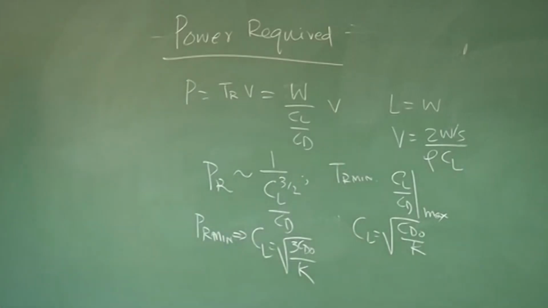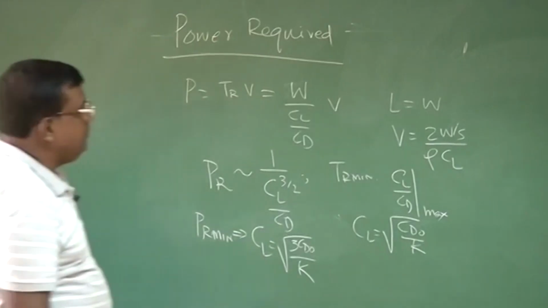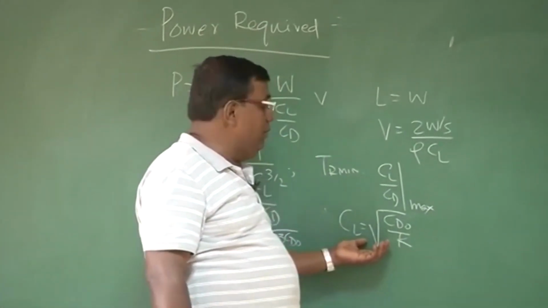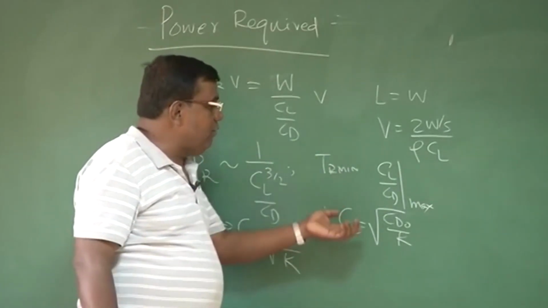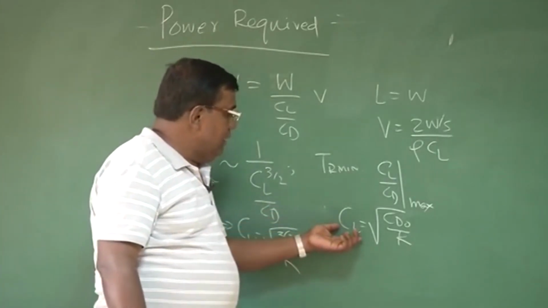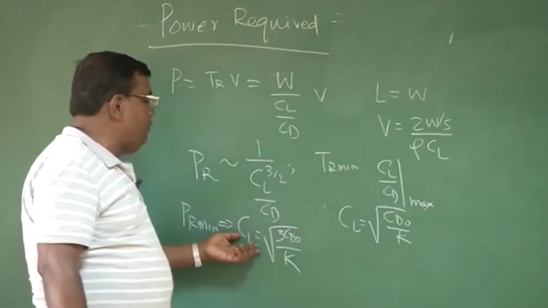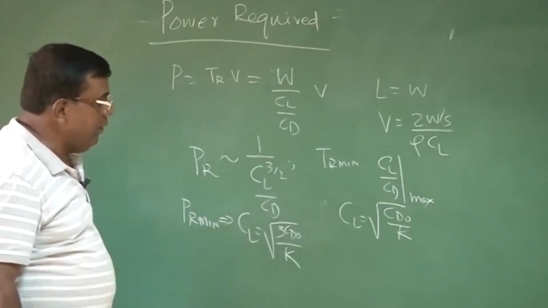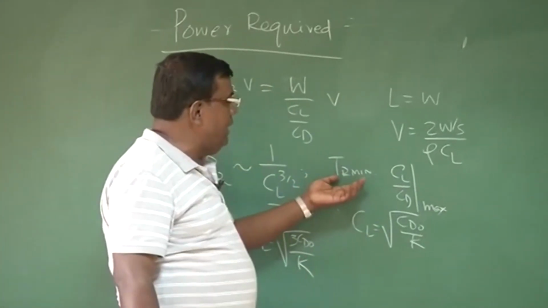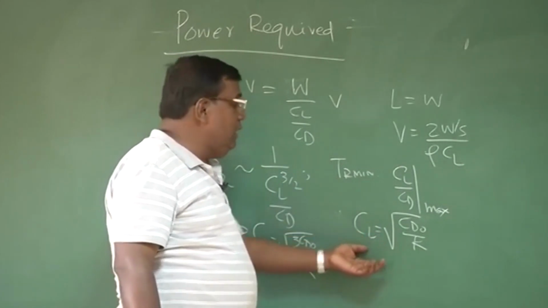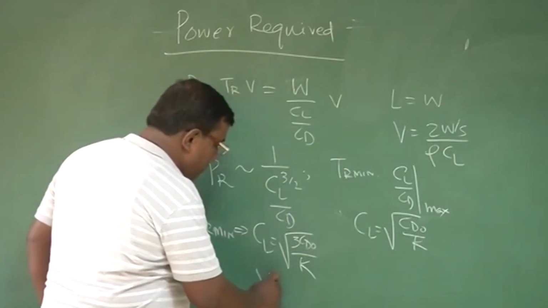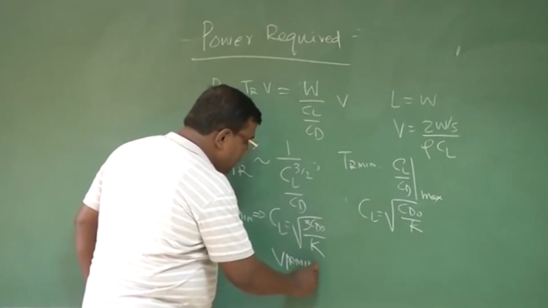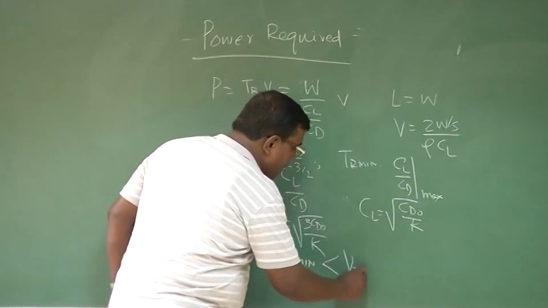We also realize that if I want to fly at CL equal to root of CD naught by K, that is thrust required minimum, then the CL required to fly at thrust required minimum is lesser compared to CL required to fly at power required minimum. Therefore, the velocity required to fly at thrust required minimum will be higher compared to velocity required to fly at power required minimum. So, V power required minimum is less than V thrust required minimum.